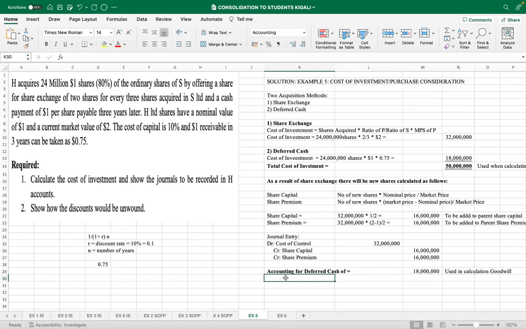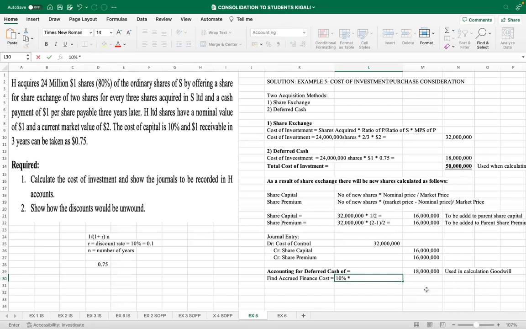Now, because we promised to pay, we need to find accrued finance cost. What is accrued finance cost? The interest that has not yet been paid. Why interest? Because we are paying after 3 years, and if we are paying after 3 years, we have an obligation. It's a liability until we pay it, which means there is an interest. So the interest rate was 10%. The cost of capital was 10% times the present value of the deferred cash, the 18 million.